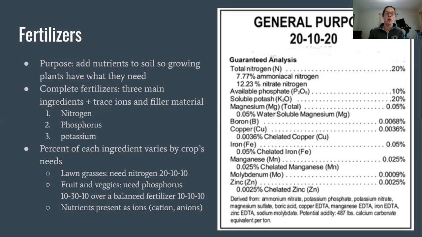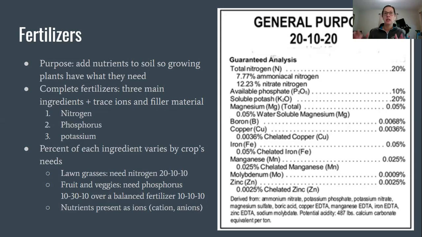So for lawn grasses, you need more nitrogen, so it's going to be a 20 to 10 to 10. Those stand for percents. I'm going to show you in a second. For fruits and veggies, you're going to need more phosphorus, so it's going to be 10, 30, 10, over what would be considered a balanced fertilizer, which is 10, 10, and 10. And these nutrients would be present as ions, cations and anions.